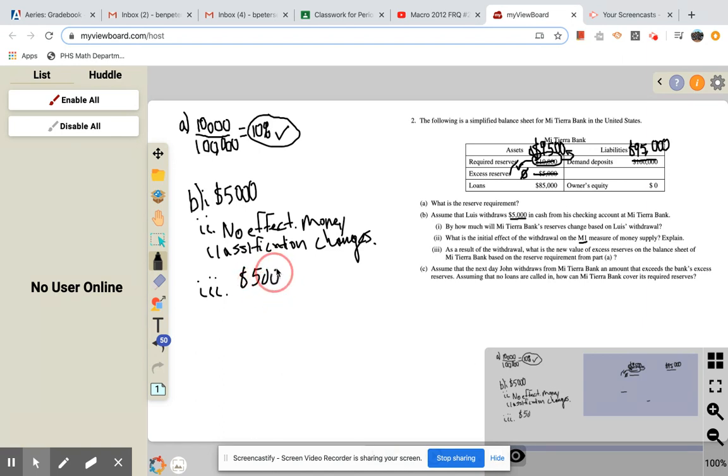Okay, that's the trickiest part. I know that's tricky, but you have to think about it here. The demand deposits when Luis came changed from 100,000 to 95,000. Now they are no longer required to hold on to 10,000 because 10,000 was 10% of 100,000. But now there's only 95,000 in demand deposits, which means they only have to hold on to 9,500 now. 10% of 95,000 is 9,500. Before, the required reserves were 10,000, now they're 9,500. So now there's $500 of excess reserves at this point.